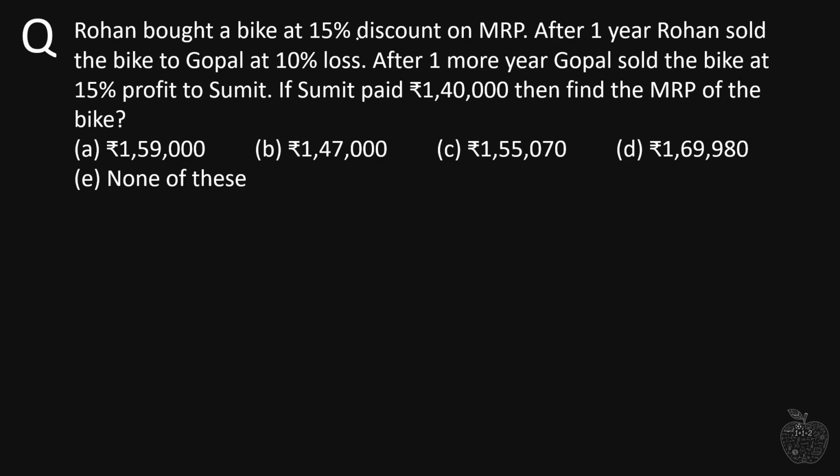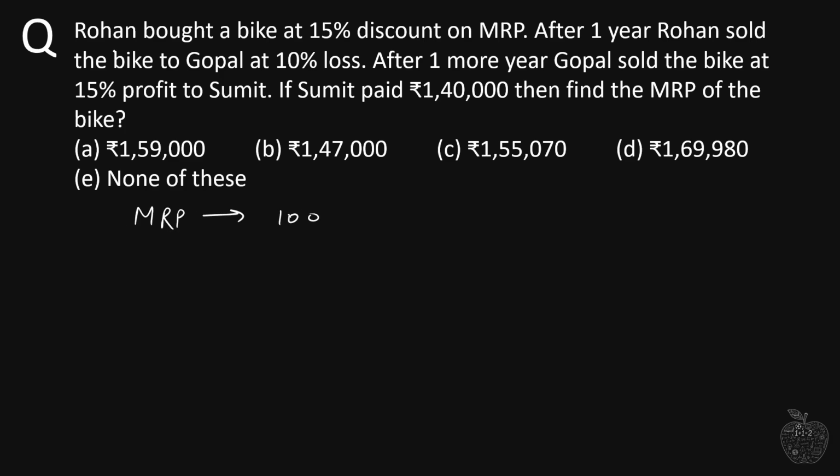Rohan bought a bike at 15% discount on MRP. After 1 year, Rohan sold the bike to Gopal at 10% loss. If after one more year, Gopal sold the bike at 15% profit to Sumit, if Sumit paid 1,40,000, then find the MRP of the bike. Alright, so first of all, let's assume that MRP here is 100.